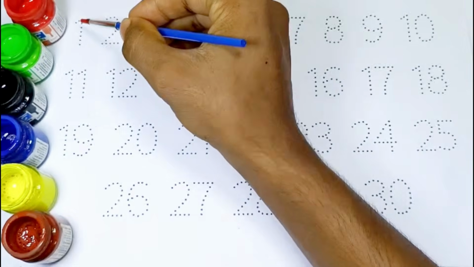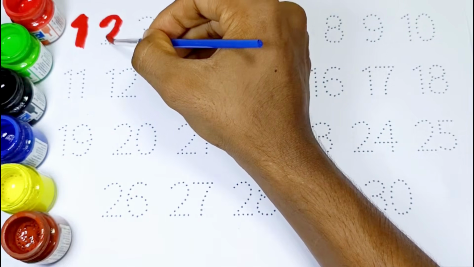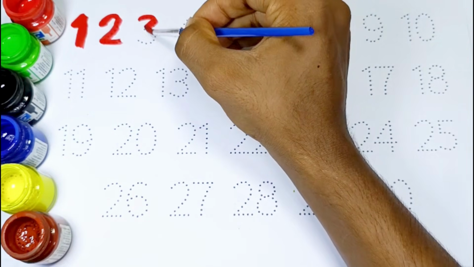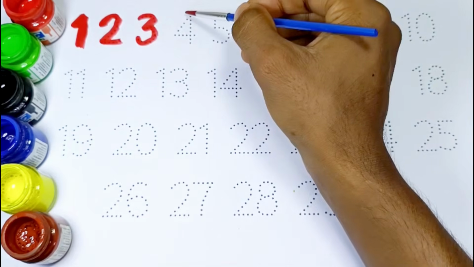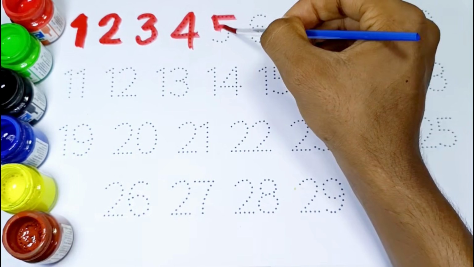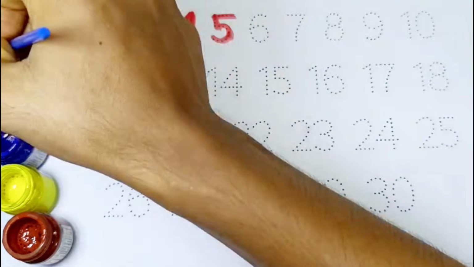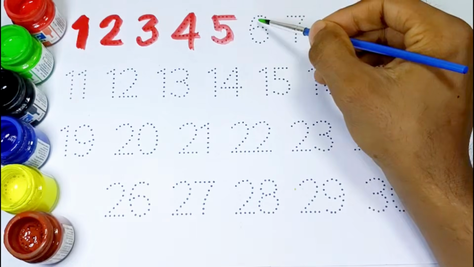Red color. 1, 2, 3, 4, 5. Okay, so now you draw 6 and use green color. Green color.